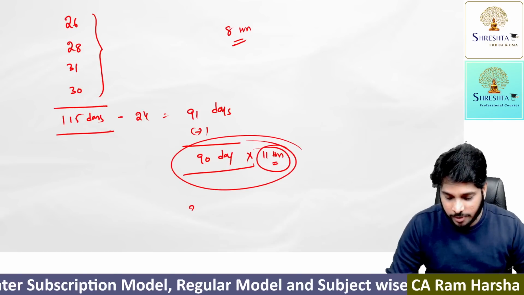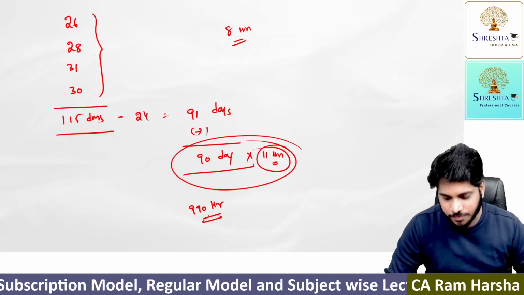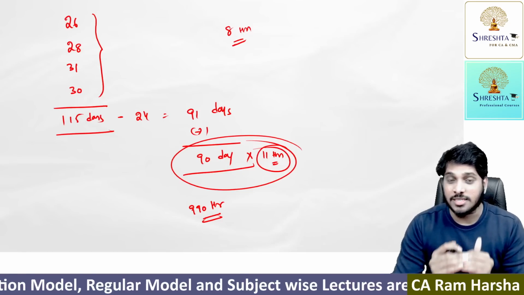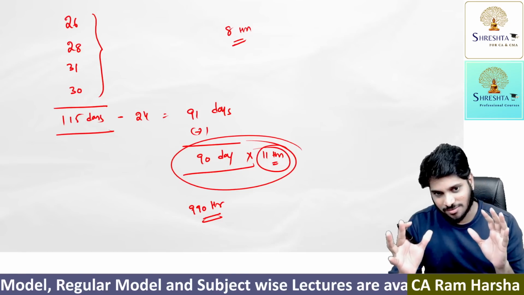Normally, if you're exclusively into studies, you can dedicate 11 productive hours in a day. So totally, we are having 990 hours. This is the time that we are left with. Now, what I can do within these 990 hours is the question.